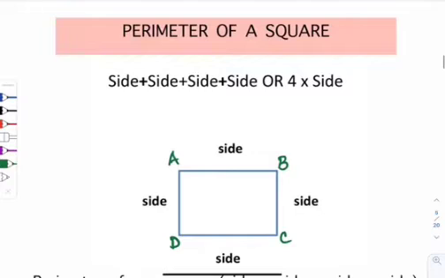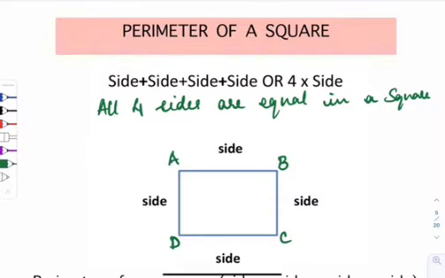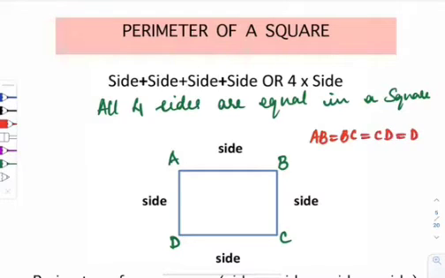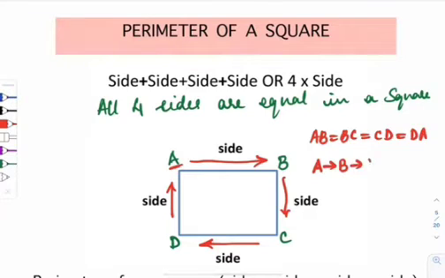Now for another rectilinear figure, which is a square. When we have understood how to find a perimeter of a rectangle, it is actually easier to find perimeter of a square. Very much similar. Now, what is a square? In a square, children, all of you know that all 4 sides are equal. So in this figure, AB is equal to BC is equal to CD is equal to DA. So what is the path that we follow? A to B to C to D, then again to A.